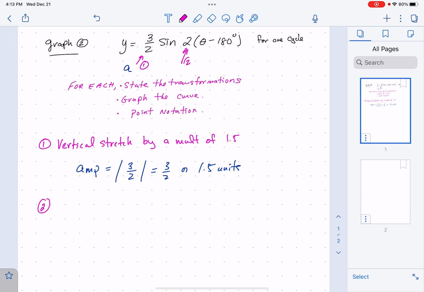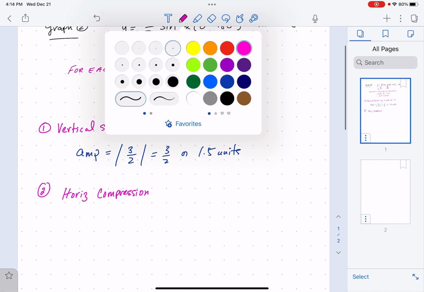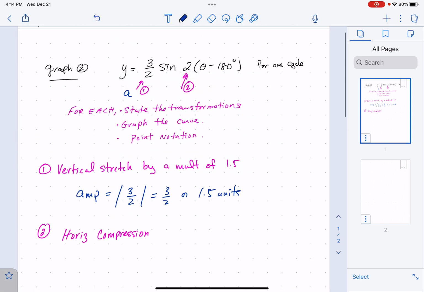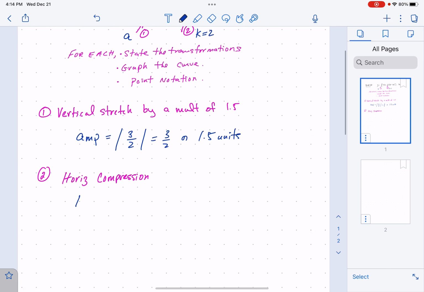So your second transformation that I see here is the 2. That is definitely a horizontal compression. Yes, it is. It's a compression. So what does that mean? Well, in terms of our values, that is k equals 2. And so if k equals 2, that means that our period is going to be 360 divided by k. So it's 360 divided by 2, it's 180 degrees.